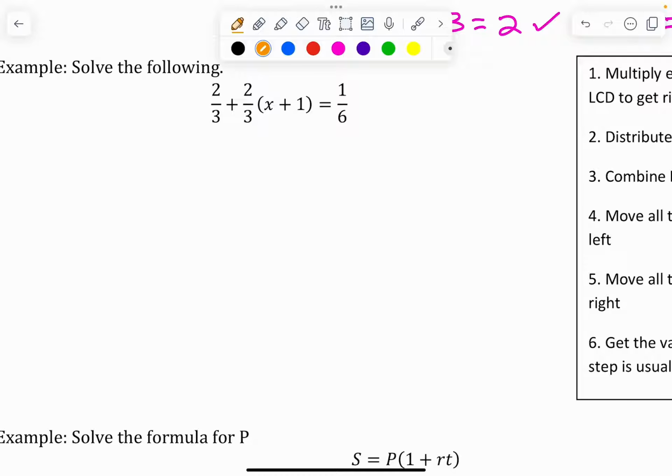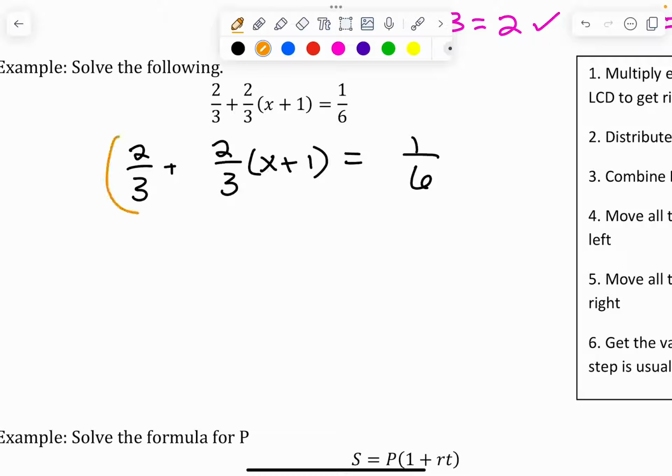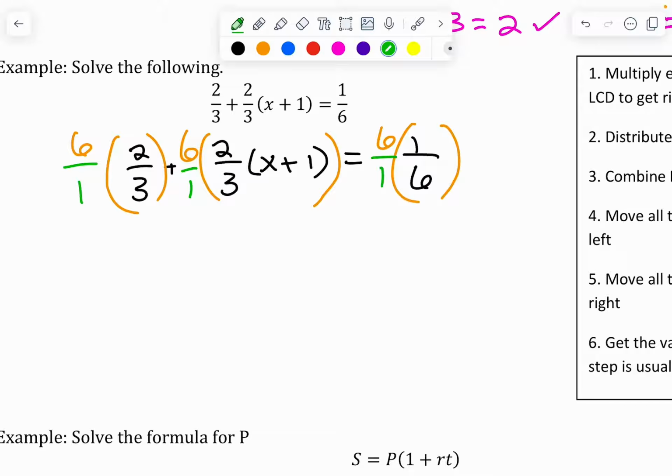So we're going to multiply each piece of this problem by, let me rewrite it so we have a little more room. So we have 2/3 plus 2/3 times (x plus 1) equals 1/6. So we're going to take that LCD and multiply by 6, multiply by 6, and multiply by 6. Now this is the same as writing it as 6/1. If you want to write it in fraction form, you can, but you don't have to.